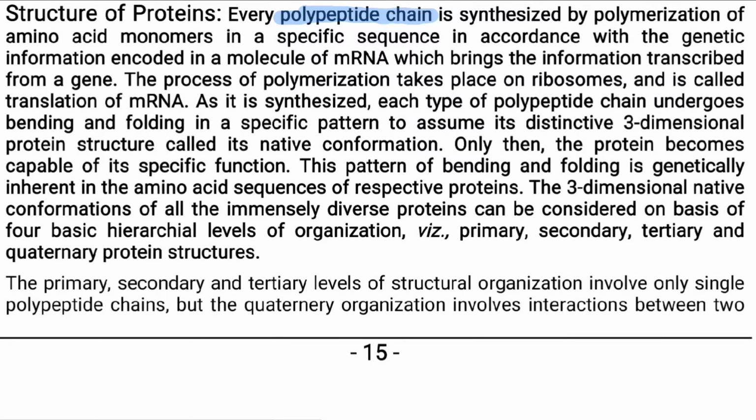is synthesized by the polymerization of amino acid monomers in a specific sequence, which means it's a long chain and you have a lot of different types of amino acids here, and ultimately it will be a long chain. Then only it will be called a polypeptide chain. And here the polypeptide chains which are forming the protein are in accordance with the genetic information which is encoded in the molecule of the mRNA, so called the blueprint of life, which brings the information transcribed from a gene.